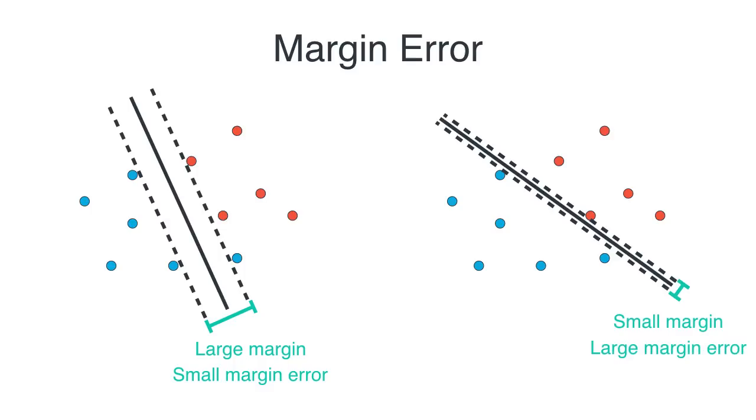And just to show the contrast, notice that this model on the right has a small classification error, and this model on the left has a large classification error, because the model on the right classifies all the points correctly, and the one on the left classifies one point incorrectly.